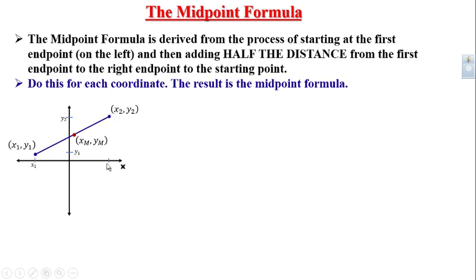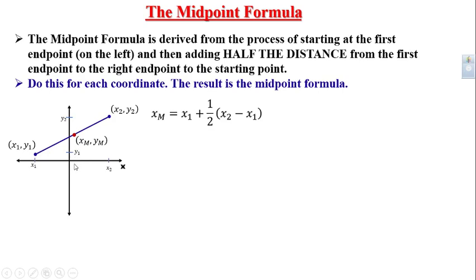So I marked the corresponding x and y coordinates. And then what I'm going to do is find the distance from here to here, and that's clearly x2 minus x1. And then I'm going to cut that in half, and that will land me right here. So half the distance from x1 to x2 is going to land me where xm is.